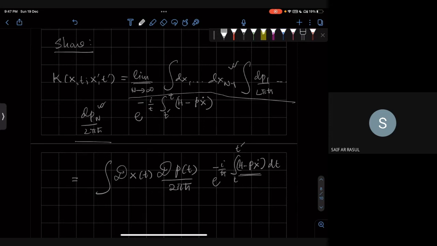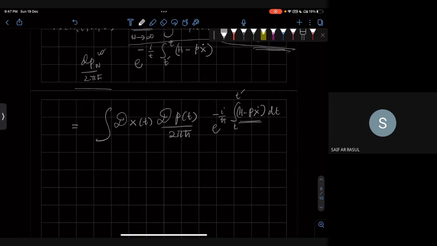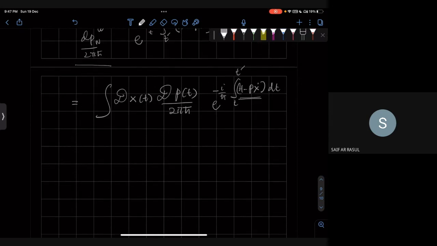And again, going back to the expression where you haven't taken the limit n equals to infinity, you can actually do all the p integrals, and for simple Hamiltonians, where you have a simple p squared over 2m and potential energy, they just turn out to be Gaussian integrals. Okay, so this is the expression of the path integral. This is the expression of the path integral in phase space.